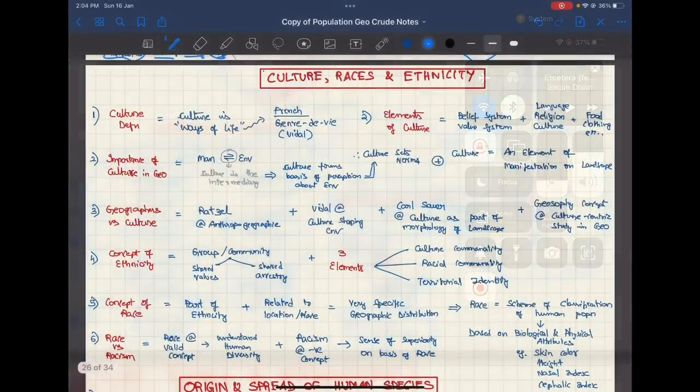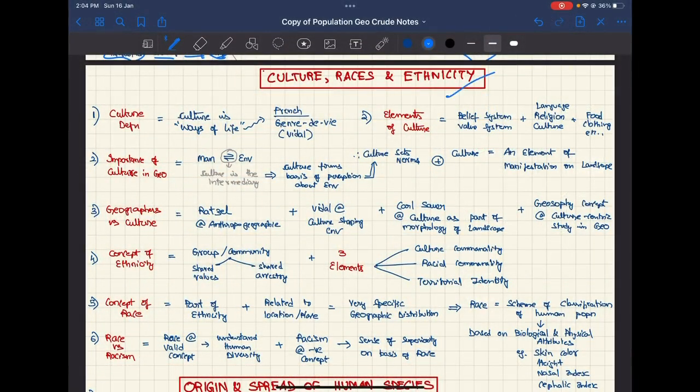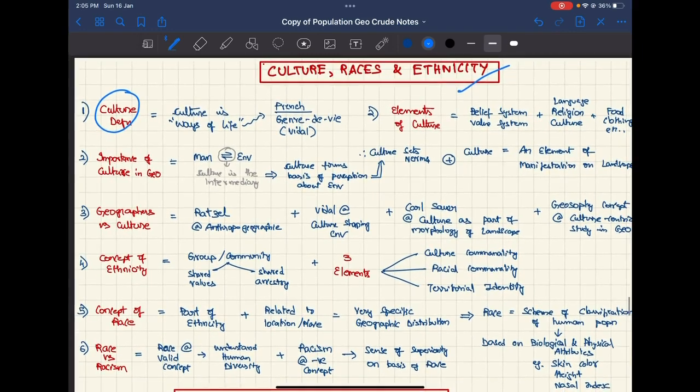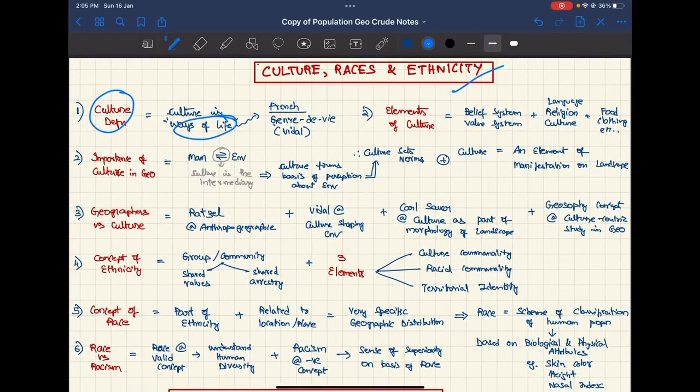So, now let's move to culture, races, and ethnicity. The definition of culture is that it is ways of life, or generative way as explained in French. The elements of culture are belief and value system, language, religion, food, clothing, etc. The importance of culture in geography is the interrelationship of man and environment.